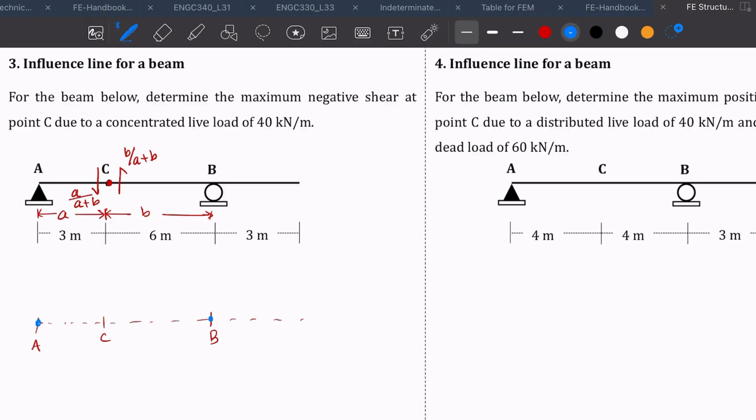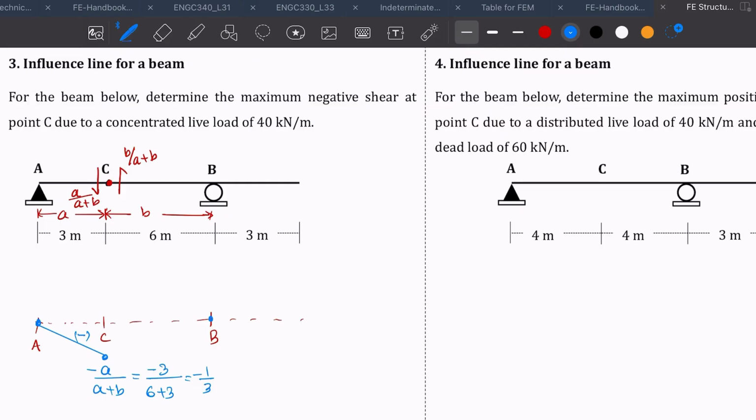Can we rotate this section AC downward? Yes, because this is a hinge. A hinge is allowed to rotate, so we are going to draw a straight line AC, and that value will be minus a because it's going downward. So this will be your negative area, minus a over a plus b. So that will be minus 3 divided by 6 plus 3, and that will give you minus 1 over 3.